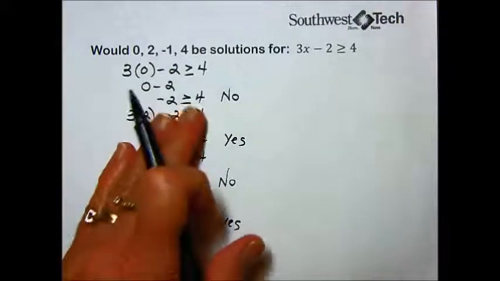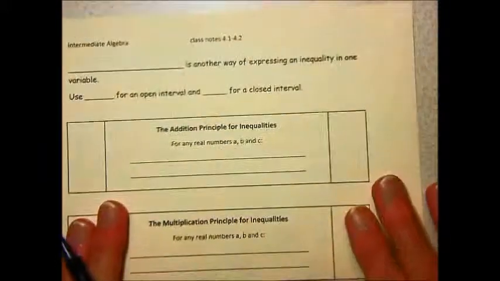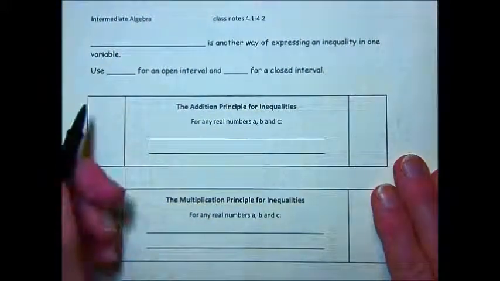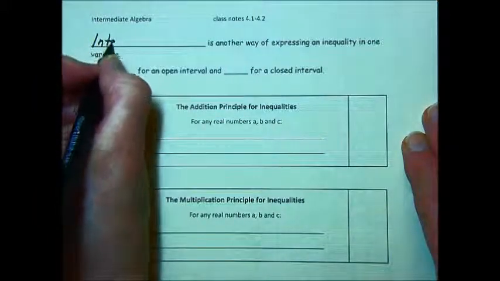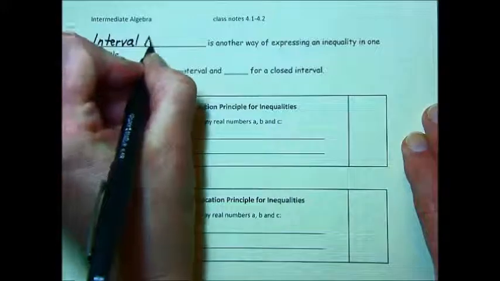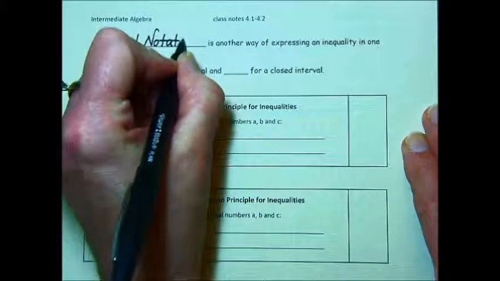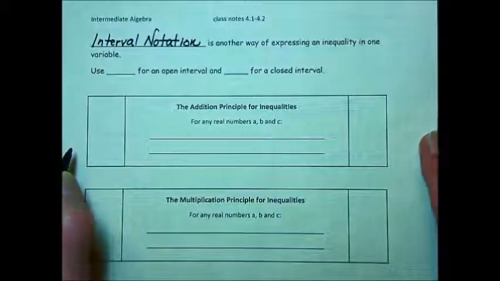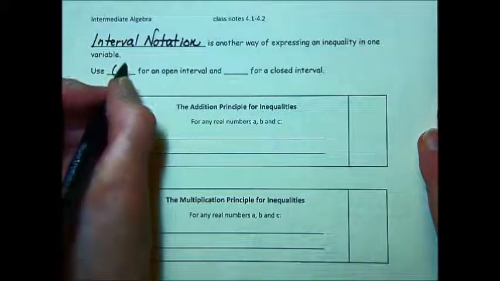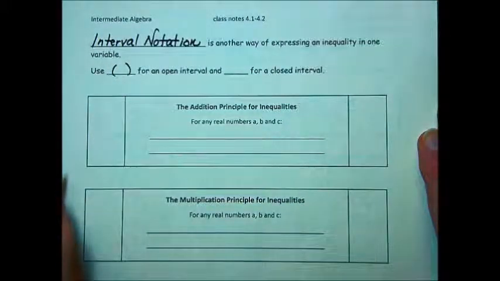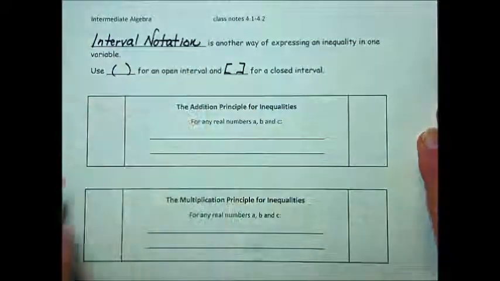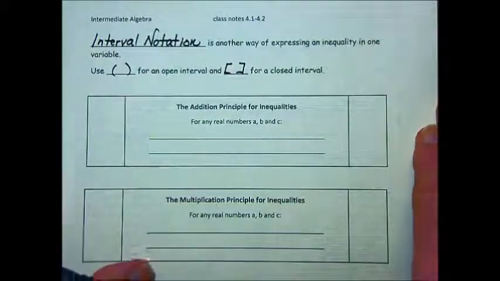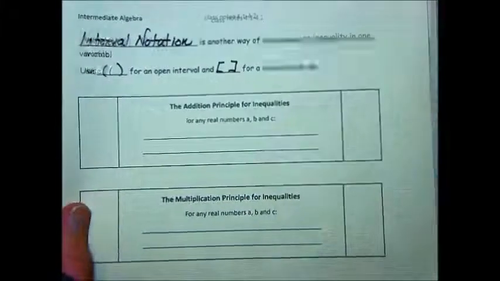Now we have inequalities written here using the inequality symbol, but we have another way that we can write an inequality, and it's using something known as the interval notation. The interval notation uses parentheses when we have an open interval, and we use brackets when we have a closed interval. And let me show you what this looks like.